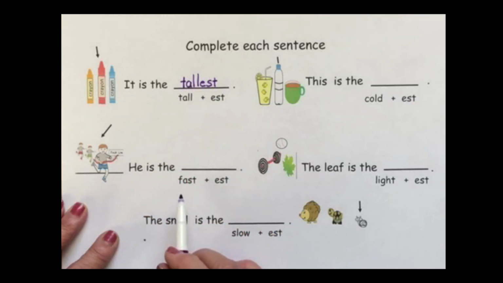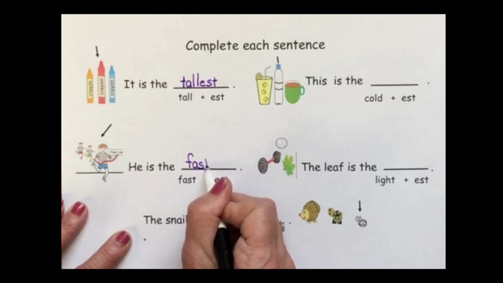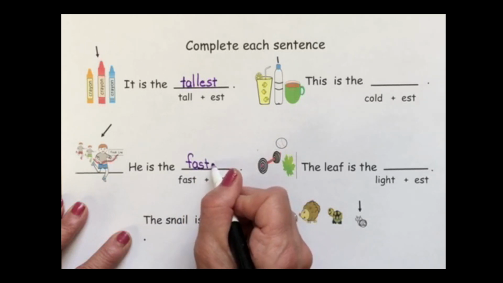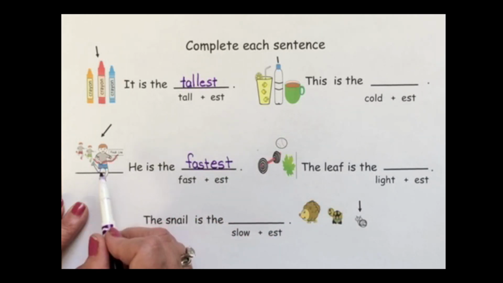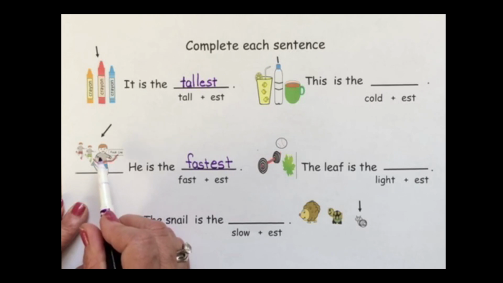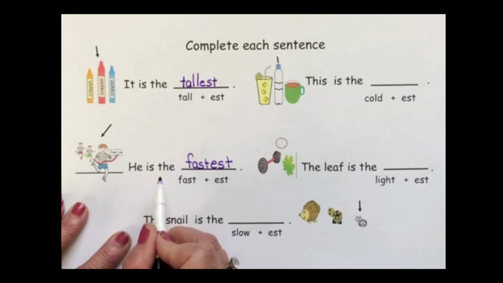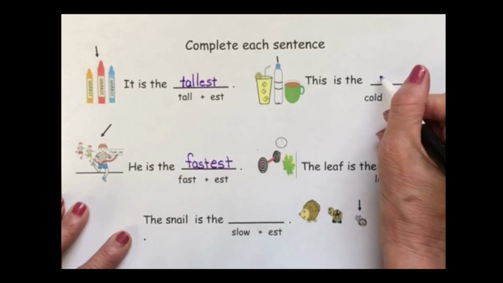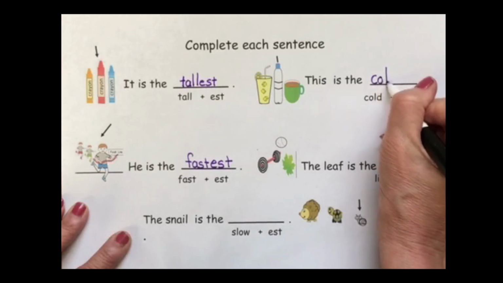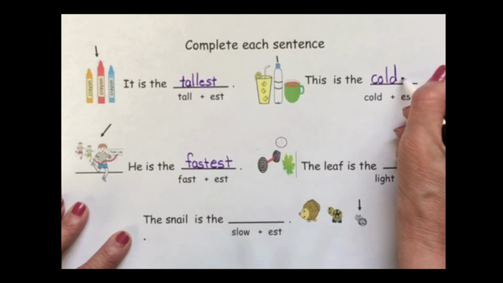Now we're going to go down here, and there's 1, 2, 3 boys. And our root word is fast, and the suffix is est, fastest. And again, it would be the boy that's at the finish line. He is at the finish line. So we would say he is the fastest. We come over here, and our root word is cold, and the suffix is est, coldest.